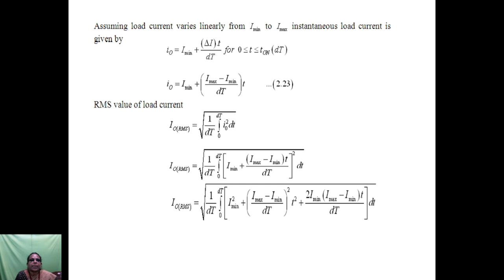RMS value of load current: I0 RMS is equal to root of 1 by dt, integral 0 to dt, I0 square dt. I0 RMS is equal to root of 1 by dt, integral 0 to dt, of I minimum plus (I maximum minus I minimum) divided by dt into t, the whole square into dt. So, I0 RMS is equal to root of 1 by dt, integral 0 to dt, of I minimum square plus ((I maximum minus I minimum) divided by dt into t) whole square, plus 2 I minimum into (I maximum minus I minimum) into t, into dt.